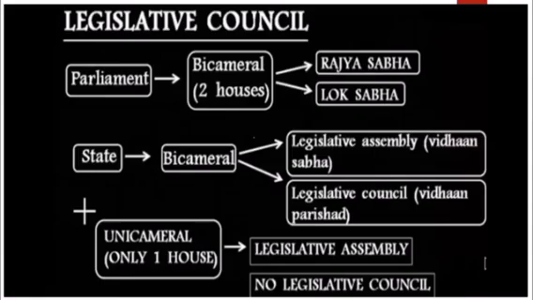In some states, we have both the houses, so those states are called bicameral states. If there is only one house, that is, if there is only a legislative assembly, then it is called a unicameral state. A unicameral state has only one house, that is the legislative assembly. It has no legislative council. When both the houses are present in the state, then it is called a bicameral state.